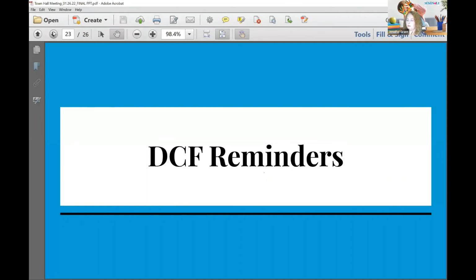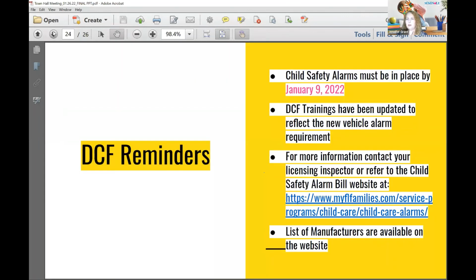DCF reminders. This is just from our partners at DCF. You've probably all seen this. I would hope so, because it was to be implemented by January 9th. But in case anybody is not offering transportation right now and is considering it, those that provide transportation in early childhood programs must have child safety alarms now.